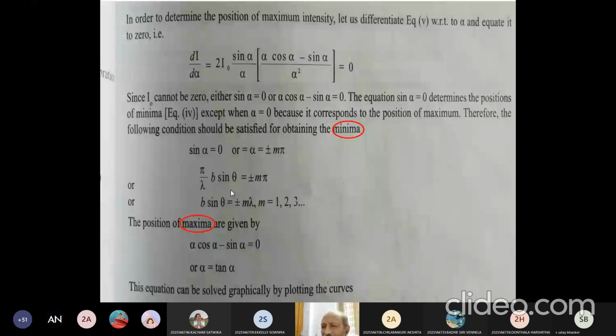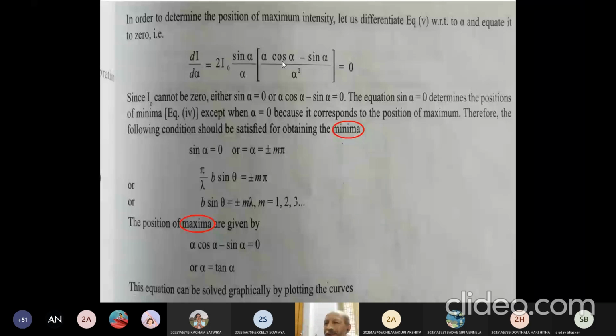When sin alpha is equal to 0, you will get a minima. And when do you get sin alpha 0? Alpha is equal to plus or minus m pi, where m is 1, 2, 3, 4, and so on. Clear? So for all the values of alpha equivalent to plus or minus m pi, you will get this expression to be 0, and so this is the condition for minima.